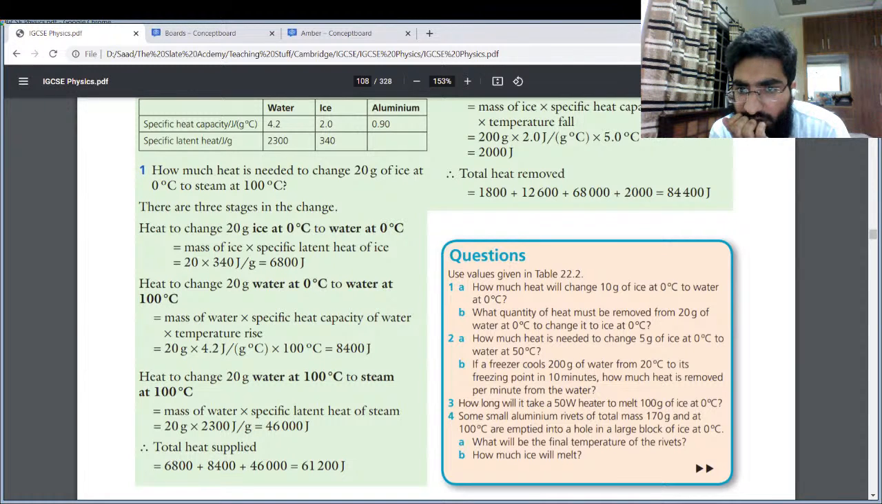In question 4, you'll have to calculate delta theta. First, you'll calculate that, and then you'll use Q is equal to mc delta theta, and then you'll calculate delta theta for aluminium.